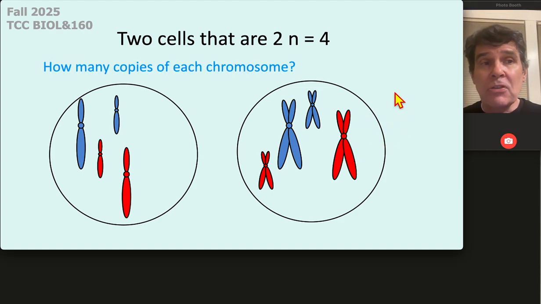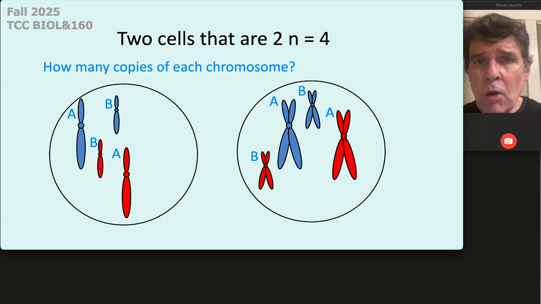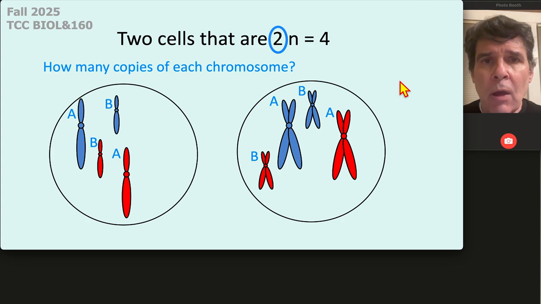How many copies of each chromosome? That's right, you could count, and you can see they're paired up. In both cases, the size of each of the chromosomes matches. You know they're homologous pairs. We represent that by this number 2 that appears in this strange nomenclature you're going to learn for the next 4 weeks.